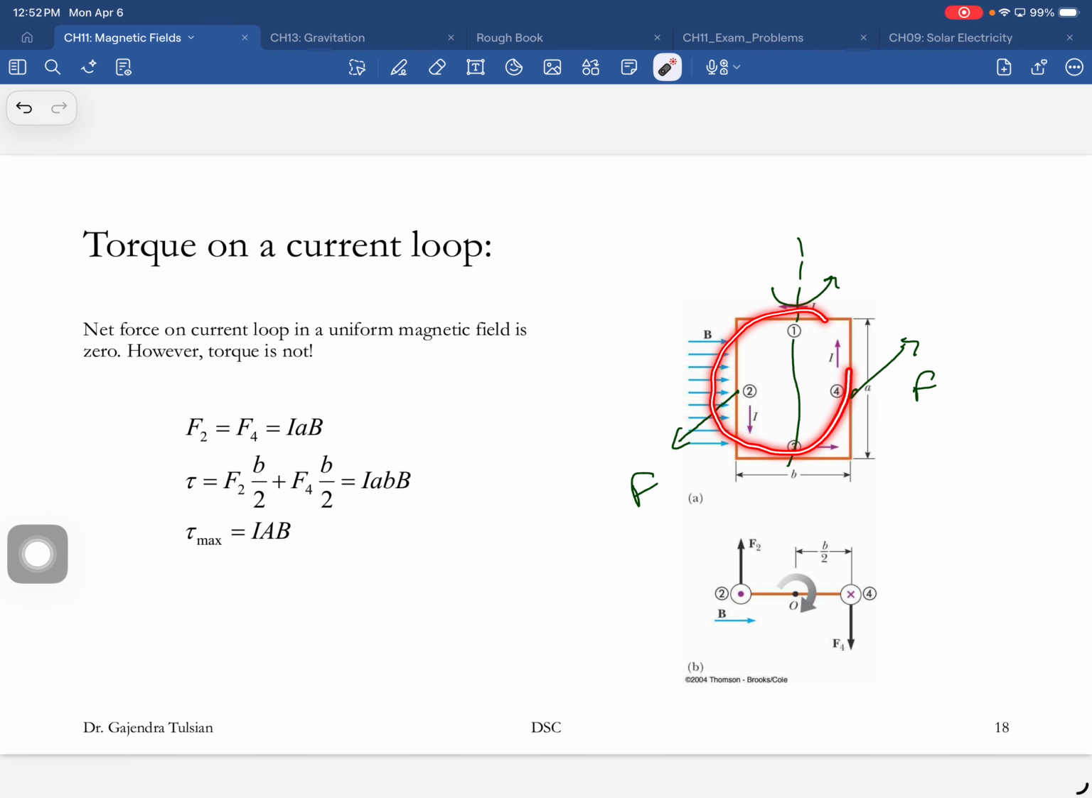Again, stick your fingers out in the direction of the current using your right hand, and your thumb is being turned in the direction of the magnetic field. When the loop is in the plane of the magnetic field, that's when the torque is maximum, and the maximum torque, it turns out, is I, the current, times the area of the loop, times the strength of the magnetic field. So the maximum torque is IAB.